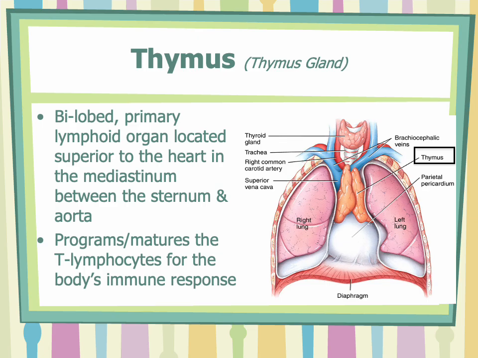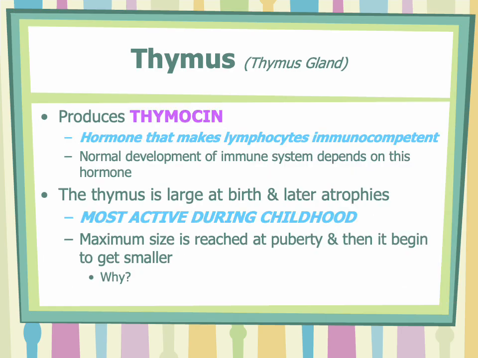Now we're going to talk about the thymus. This is a bilobed primary lymphoid organ located superiorly to the heart, and it's between the sternum and the aorta. This one is kind of like T lymphocyte college, where they program and mature and become immunocompetent. The thymus produces thymosin, a hormone that makes T lymphocytes immunocompetent. That way they can clearly respond to an infection.